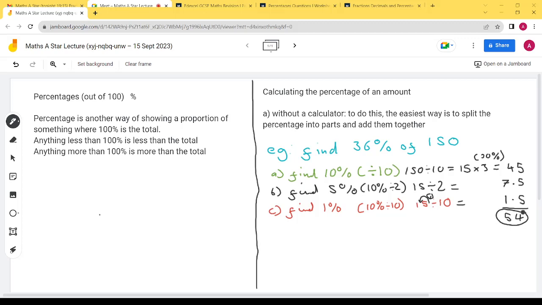So this is always the way when you don't have a calculator to work out a percent, is to split it apart. So I feel I might have done something funny here actually. Oh no, I haven't. 0.36 times 150. Yeah, it's correct. I just put in my numbers wrong in my calculator to double check it. But all right, so that's without a calculator how you could do it. But we're going to look at it as well with a calculator.